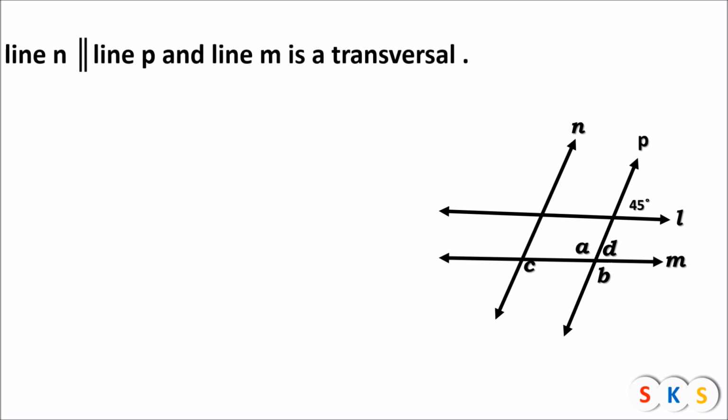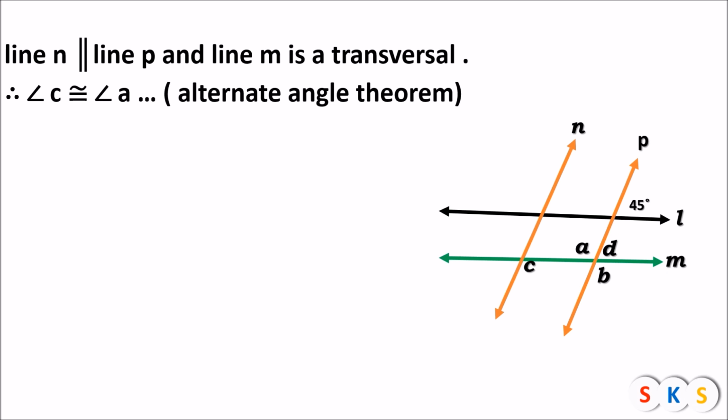Now here line N is parallel to line P and line M is a transversal. Look at this figure. Here line N is parallel to line P and line M is a transversal. Therefore, angle C is congruent to angle A because they are alternate angles, right? You can see this figure. Can you find angle C and angle A? What kind of angles are they? They are alternate angles, so they are congruent. But measure angle A equals 135 degrees. Therefore, angle C equals 135 degrees.